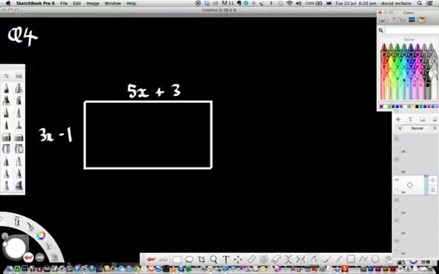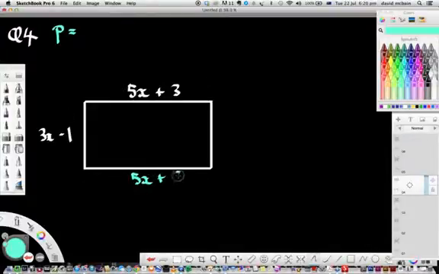So I think you might be able to do this on your own. Pause it, have a go, and then we can recommence the video when you think you've had a fair shot and want to check the answer. Okay. The perimeter of this shape is going to be 4 sides added together. Now remember, this is 5x plus 3, and this is 3x minus 1. Now we've got to be careful. We've got some minus signs in here, so we've got to watch that.